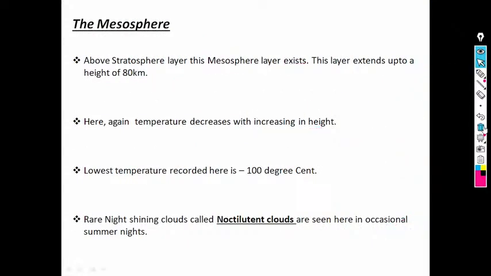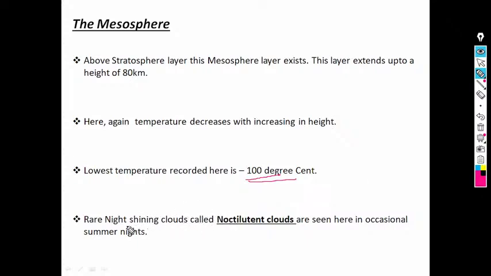Then you see here, above the stratosphere layer, the mesosphere layer exists. This layer extends up to a height of 80 km. Here again, temperature decreases with increase in height. Here the lowest temperature recorded is minus 100 degrees centigrade. One of the lowest temperatures is recorded in this place.